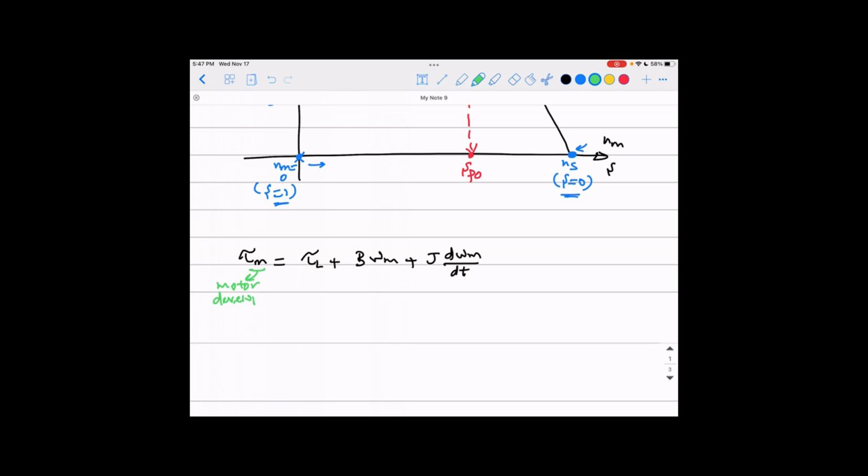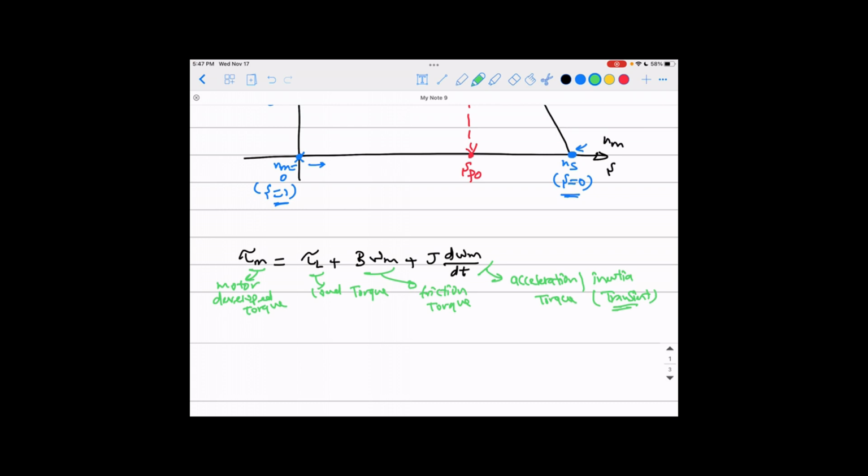Like we said a lot, that is the motor developed torque. That's the torque that your motor creates. That is your load torque. And that is the friction torque, because you need some extra torque to overcome the friction of the mechanical parts. And this J d omega by dt, the acceleration term, we call the inertia torque.